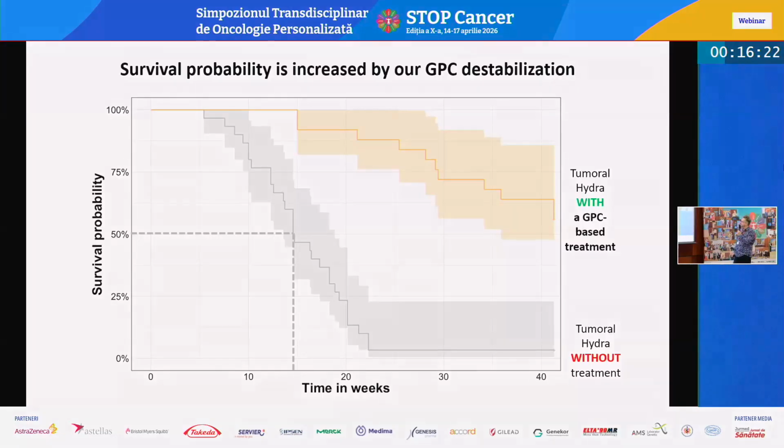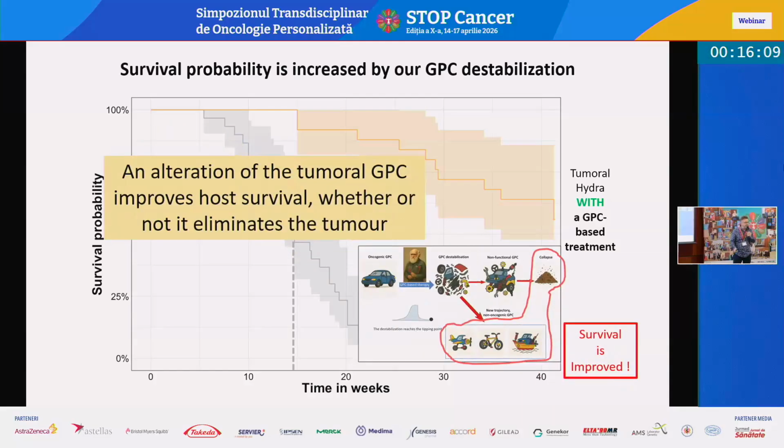But what is interesting is the survival in the different groups of hydra. In the group without treatment, you can see that the survival is reduced compared with hydra with a GPC-based treatment. And this is exactly what we expected. That is to say, the alteration of the tumoral GPC improves the host survival, whether or not it eliminates the tumor.